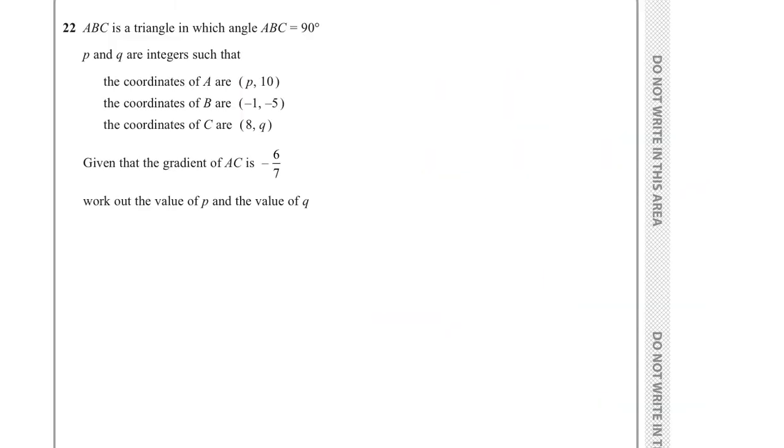Okay, question 22. It looks like it's probably going to be one of my favourite questions. Are we ready? ABC is a triangle in which angle ABC equals 90 degrees. First up, you know what I'm like. Yeah, I'm drawing a picture. I've got a triangle, and I know it's a 90-degree triangle. I know a 90-degree triangle is going to look like this. Right angle. Perfect.